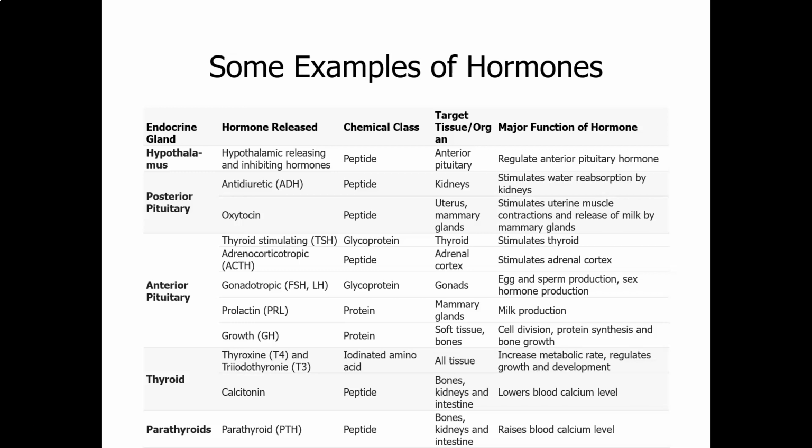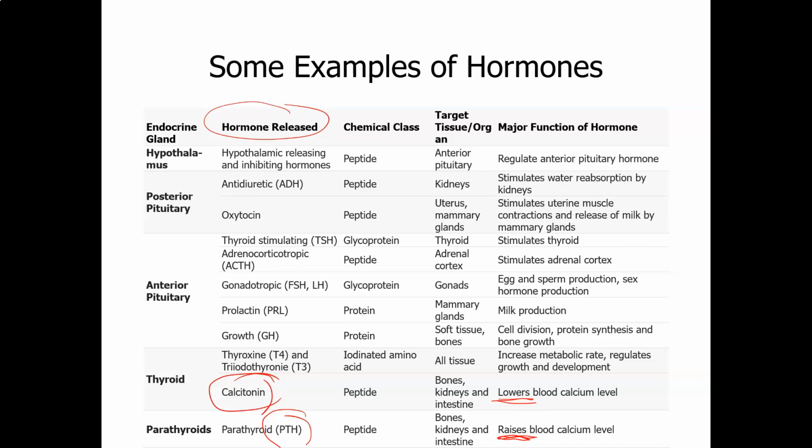The name of the hormone is listed in this column, and then the gland that it came from is on the left. So we'll just pick out a couple. We have already learned about calcitonin and parathyroid hormone. PTH is parathyroid hormone. And we know that calcitonin is released by the thyroid, and its response is that it lowers blood calcium. And then parathyroid hormone is released by the parathyroid, and it raises blood calcium.